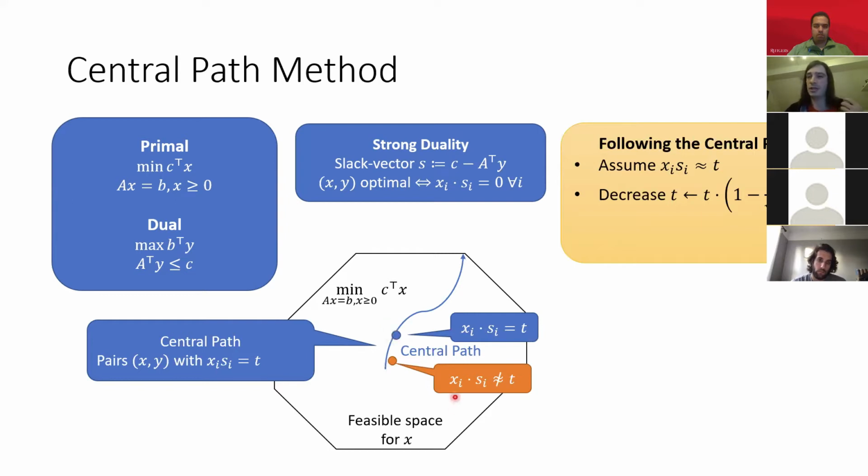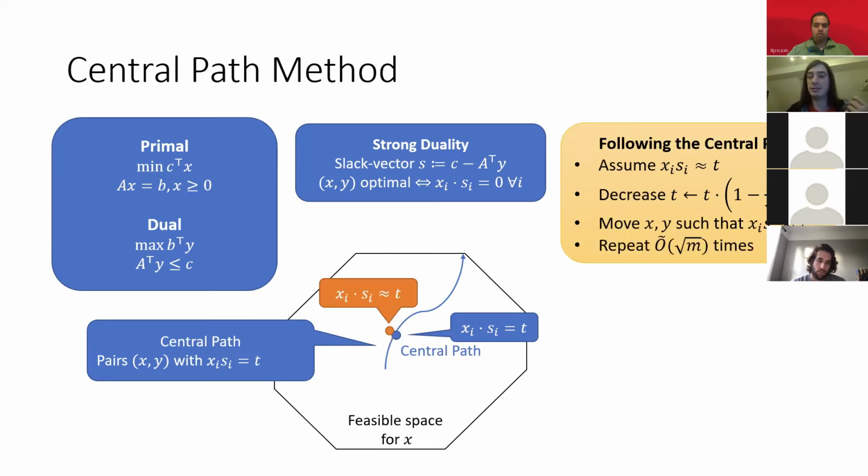And now the point that we actually constructed no longer has this approximation property. So what we have to do is move this point a bit so that again, our solution satisfies that x times s is approximately equal to t. And that's just repeated root m times, because if we decrease the value of t by some 1 over root m factor here, then you need root m iterations to change t by a constant. So by some extra polylog iterations, you get really close to the optimal solution because t gets really small.